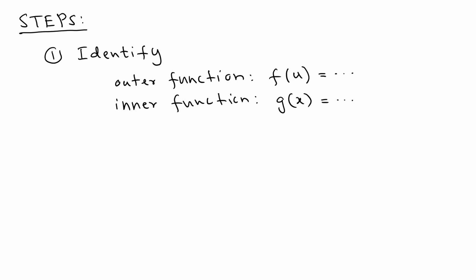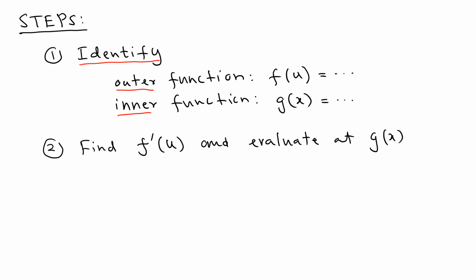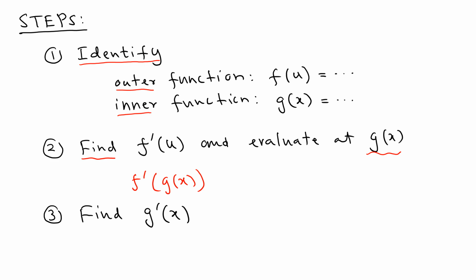The first step is to identify the outer function. We normally call this f(u), using a new variable u. Then we also need to figure out the inner function. We normally call this g(x) in this version. The second step is to find f prime of u. Since you know what f(u) is, you can find its derivative, and then evaluate it at g(x). We normally rewrite this as f prime of g(x) when you do real problems. The third step is to find g prime of x, because we know what g(x) is.